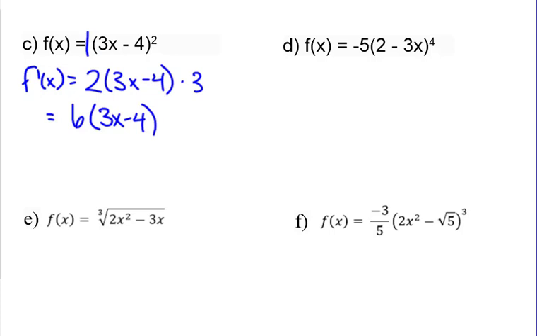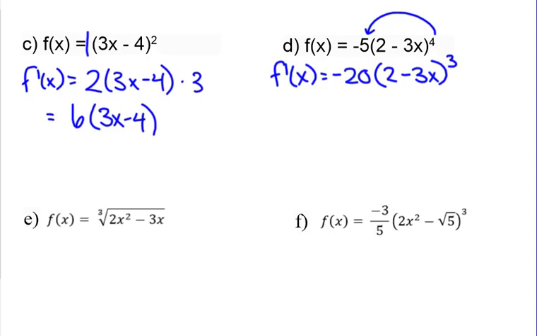For example D. So again, multiply our coefficient out front by our power, is equal to negative 20, 2 minus 3x cubed, times the derivative of the inside stuff. So derivative of the inside is negative 3. So we're going to have 60, 2 minus 3x cubed.